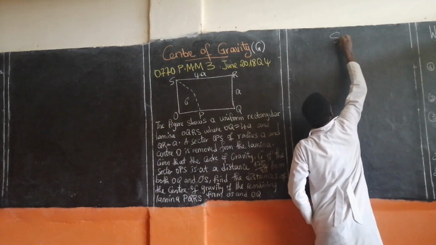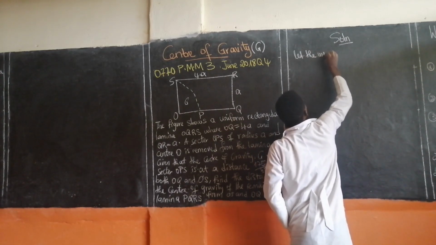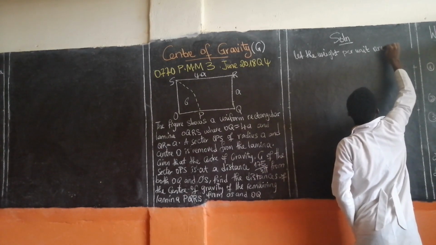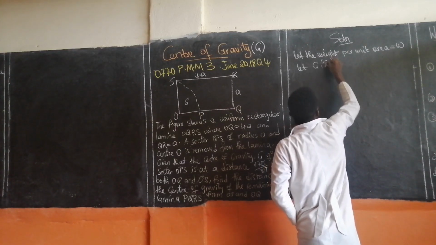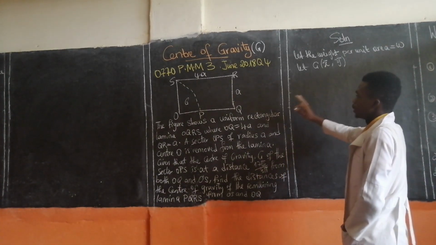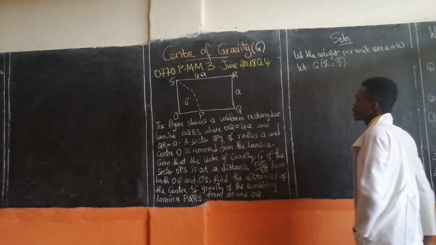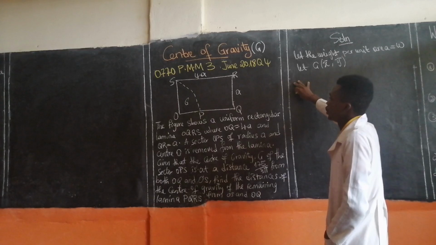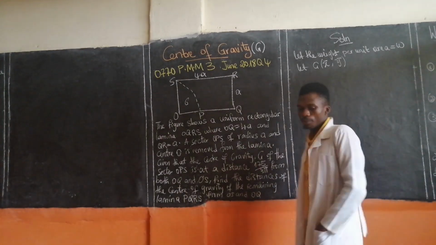Solution. First thing, let the weight per unit area be equal to W, and let G, the center of gravity, have coordinates x bar and y bar. Now we are going to draw a table of the various sections of our rectangular lamina, giving their areas, their weights, and the distances from OS and OQ. So let's do that.